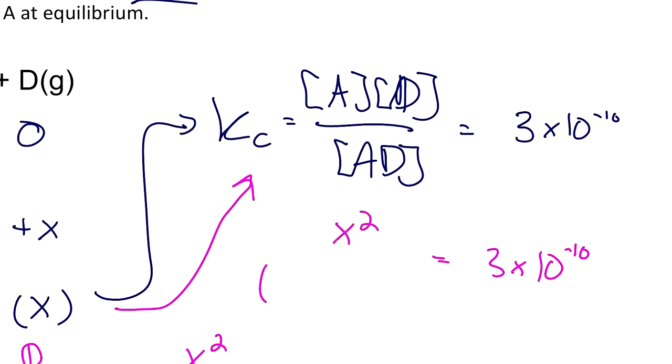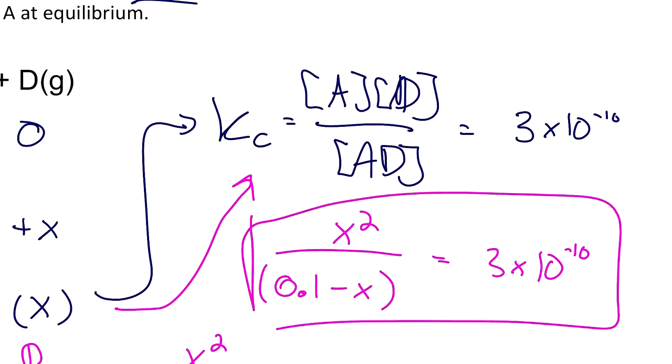X squared over 0.1 minus x, right? So this right here requires the quadratic formula. I'm lazy. I don't want to use the quadratic formula, so I'm going to use logic.